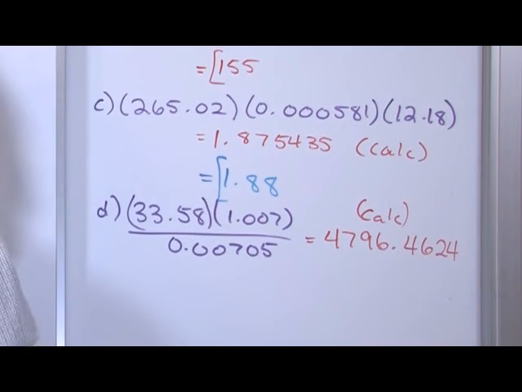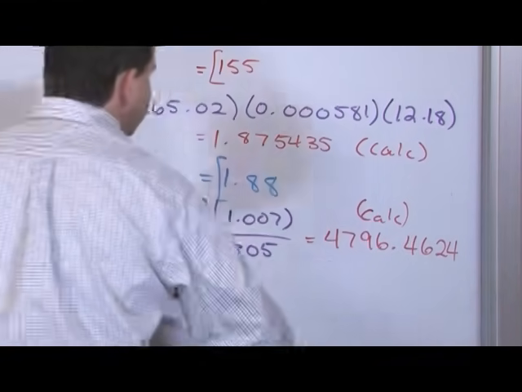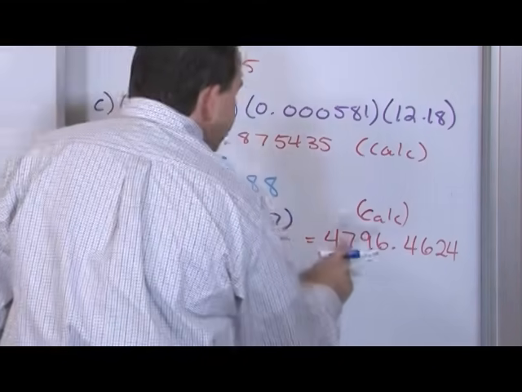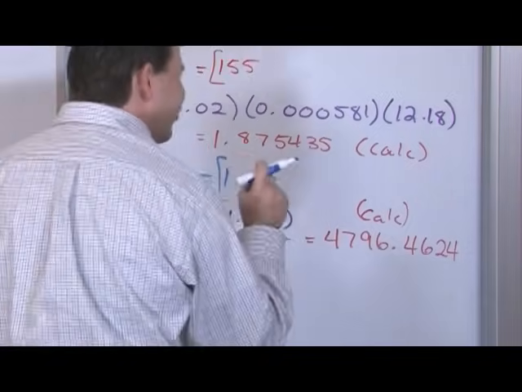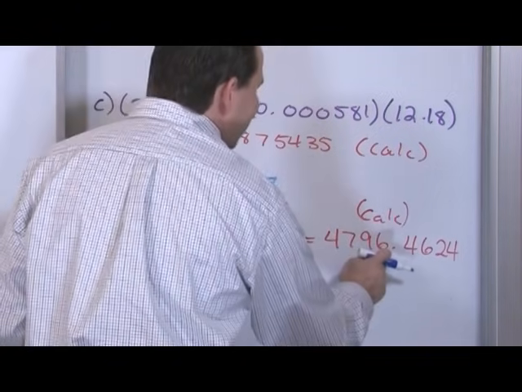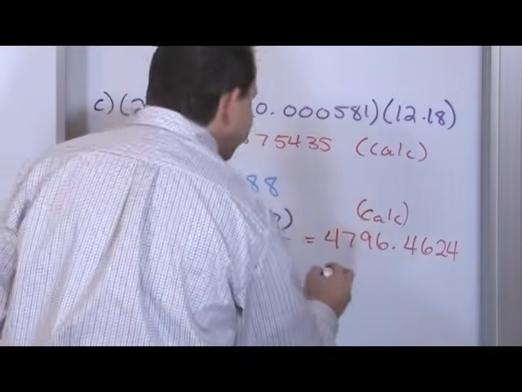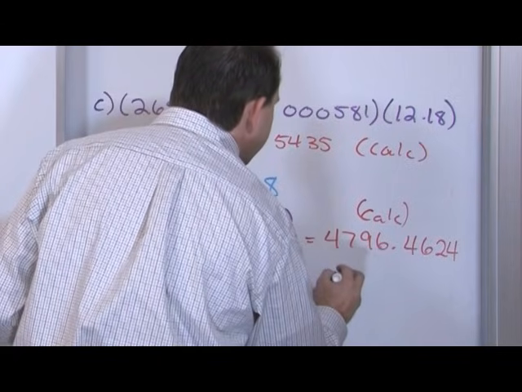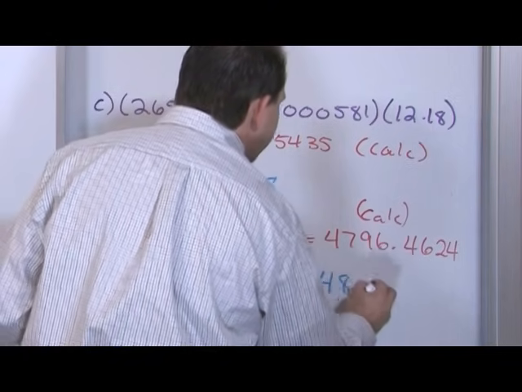So what we want to try to do is round this guy to 3 significant figures. So let's try to do that. This is the 3rd significant digit. Unfortunately, it's a 9. And this is a 6. So if we try to round up, we're going to get something like 4800 or something.